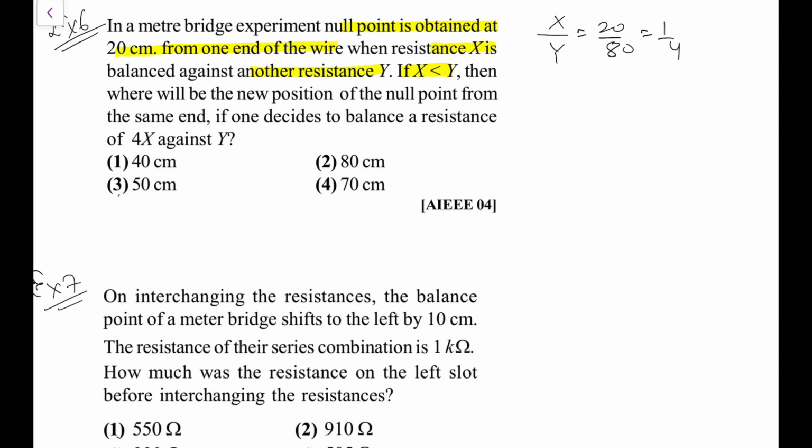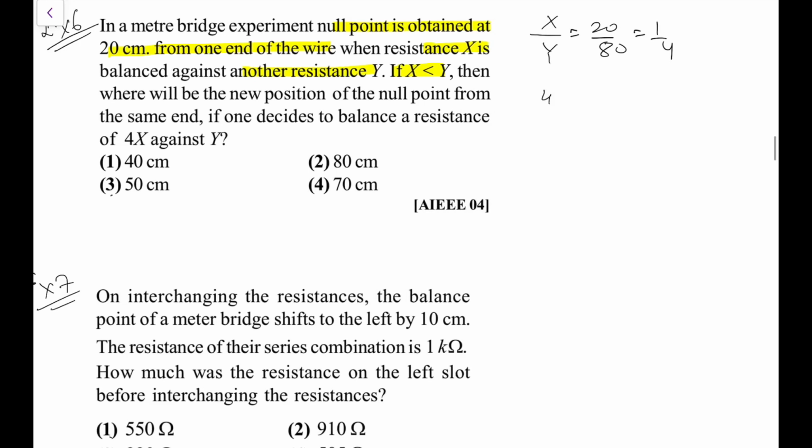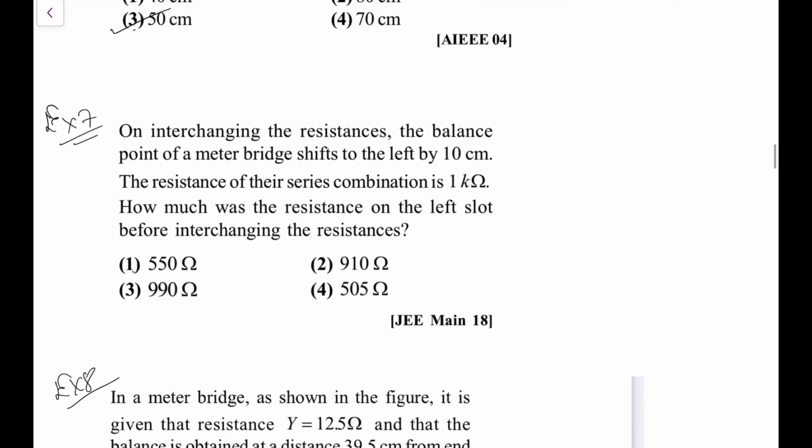This is the hint. Now where will be the new position if one decides to balance 4X? So if we do this 4X, we know X is equal to Y by 4. If we have 4X, we know 4X here is equal to Y. That means both are equal. Now the balancing length, because both are equal, would be 50 cm. 1:1 you will have the ratio you can do.